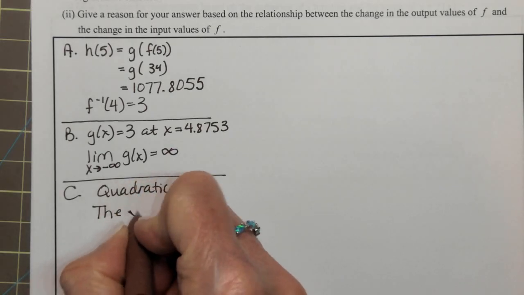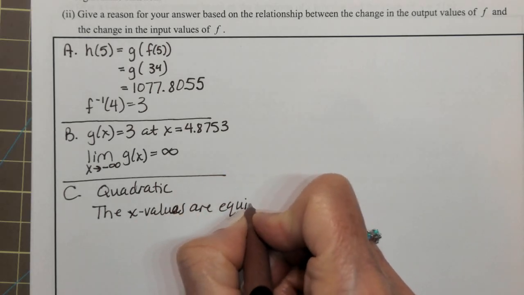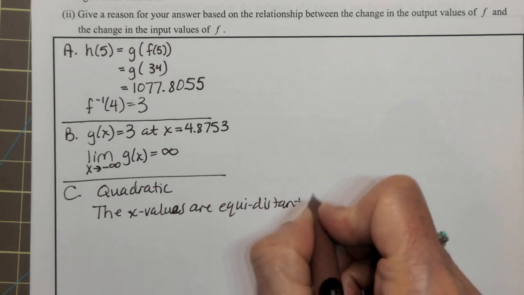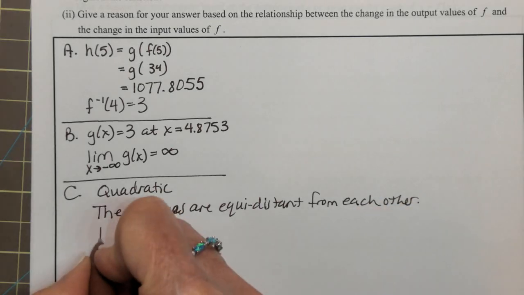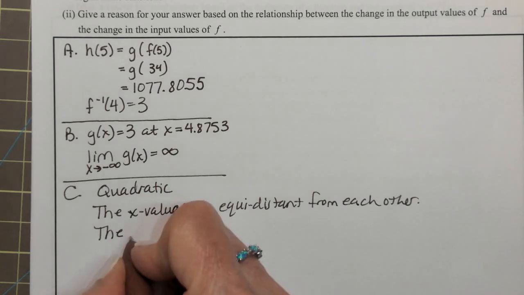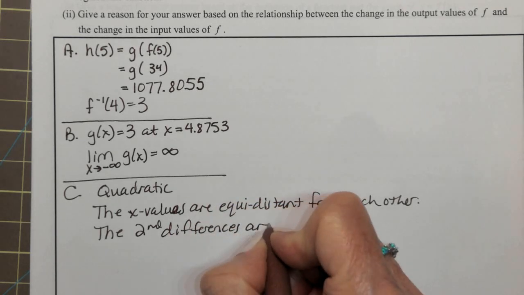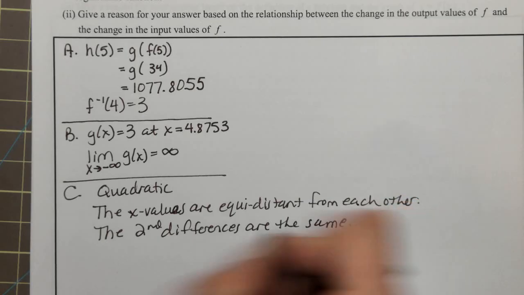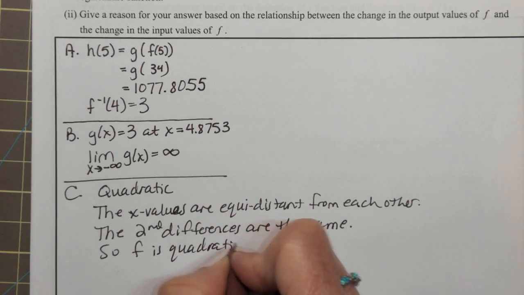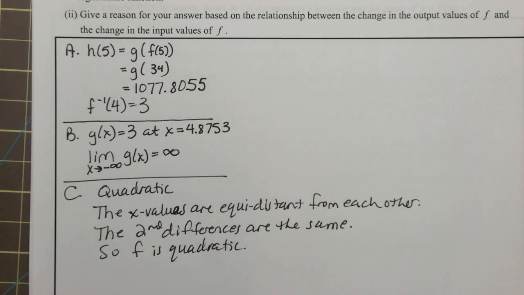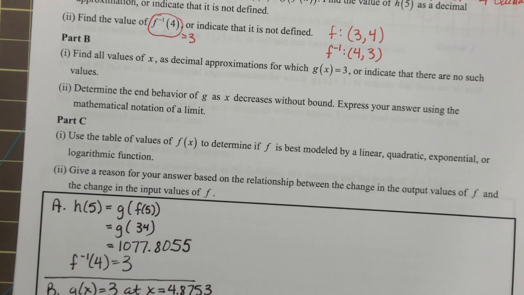So the x values are equidistant from each other. The second differences are the same. So f is quadratic. So they just want you to say in words what you did. Okay? Alrighty, 6 points. These I don't think are too bad.